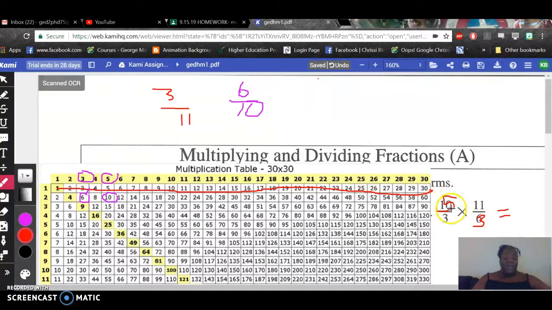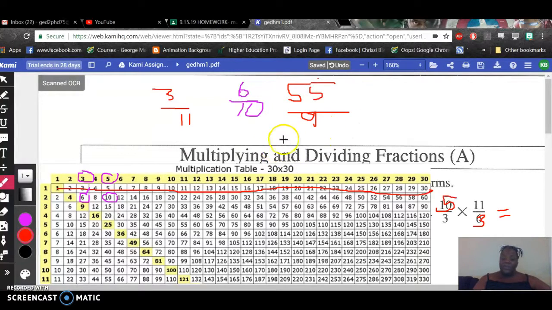Remember, that's now 5 times 11. 5 times 11 is 55. I'm going to put it up here where I have space. And multiply the denominator straight across. 3 times 3 is 9. Okay? So now I have 55 over 9.